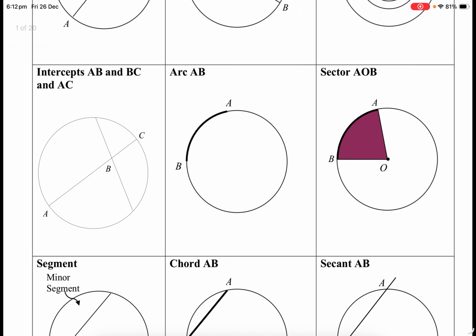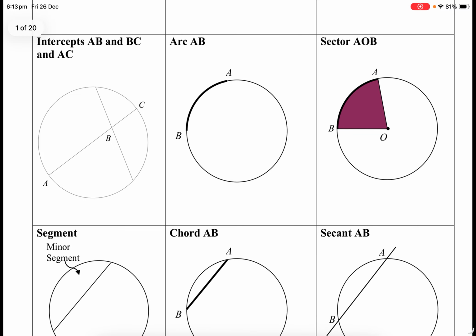This fourth one that we have is intercept. So when the two lines cross each other, we have intercept AB, BC, and AC. These are just our different line segments. We have an arc, we remember that from earlier, as well as a sector.